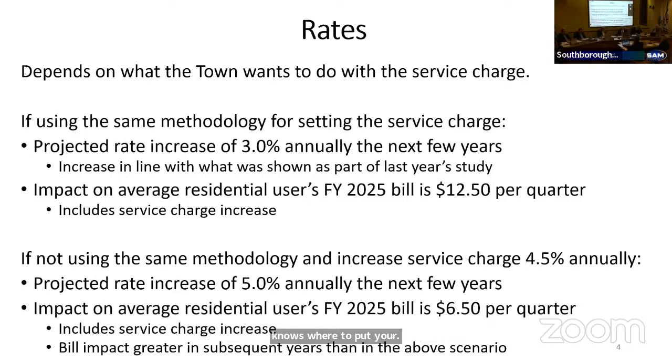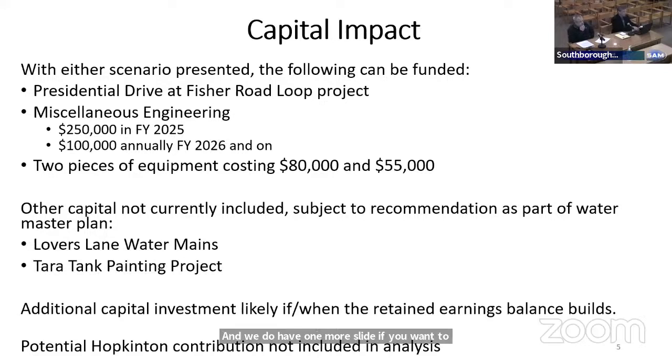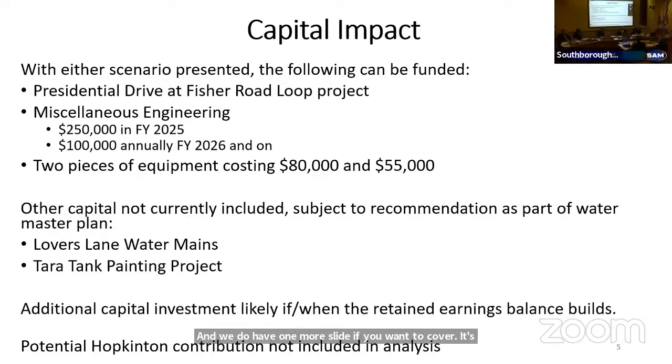And we do have one more slide if you want to cover it. It's about capital. We can go real quick through it. So with either scenario, meaning regardless of which path you take, included in our analysis are these things for capital. The Presidential Drive and Fisher Road Loop, I think Bill mentioned that earlier. And miscellaneous engineering, which we're carrying as $250,000 in FY25. That's in the water budget as of now. And $100,000 annually going forward from there. Also two pieces of equipment, they cost $80,000 and $55,000 respectively. So all of that is currently included.